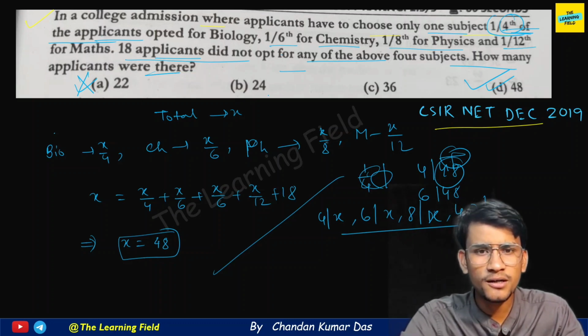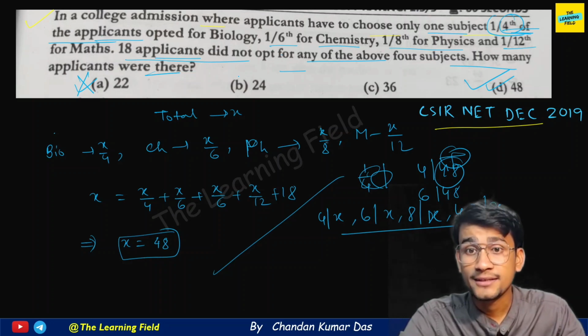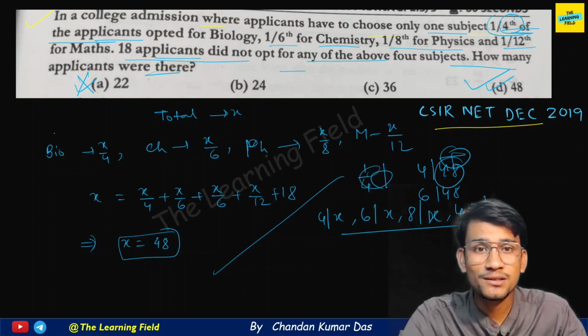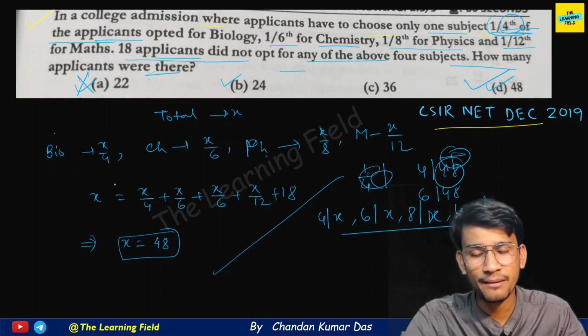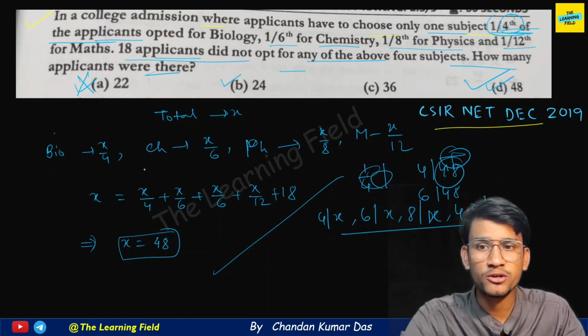Here 12, 6, and yeah, here is one confusion. See, here 4, 6, 8, and 12 all divide 24, so here you can get a confusion. So that's why in this problem the mathematical approach is the most useful.